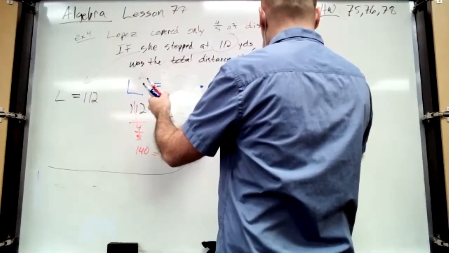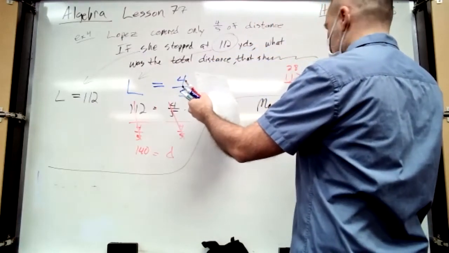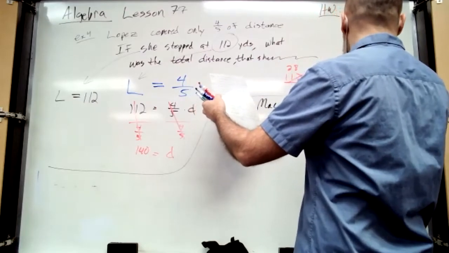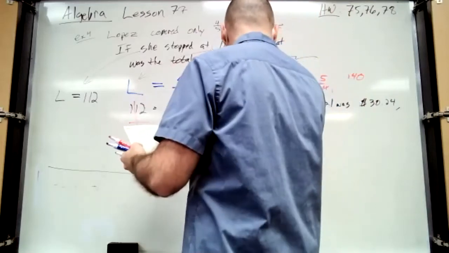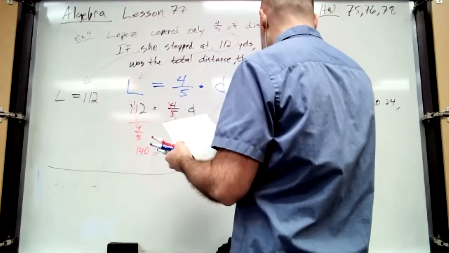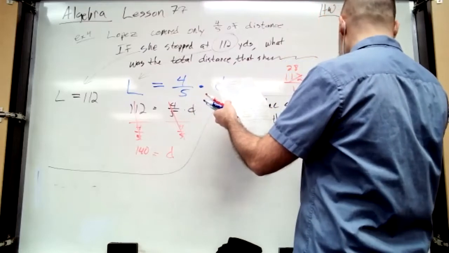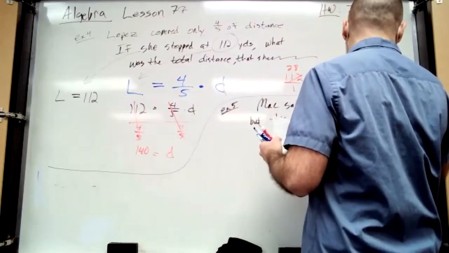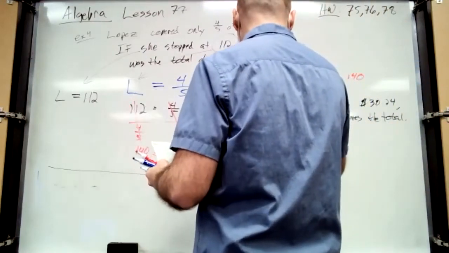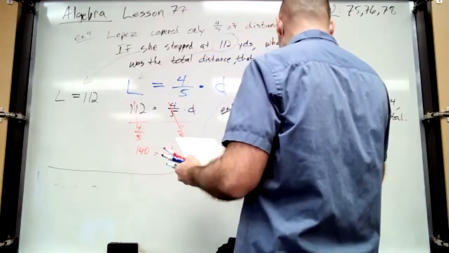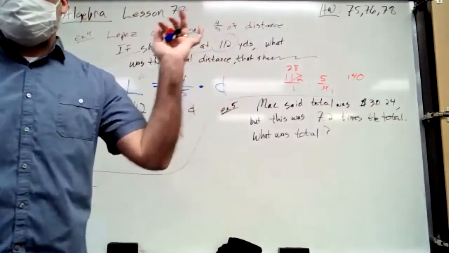Mac said the total was $30.24, but this was 7.2 times the total. Okay, so what was the total? All right, this just kind of takes the pressure off because you don't have to math it out.